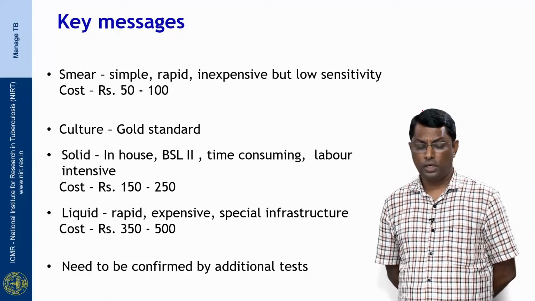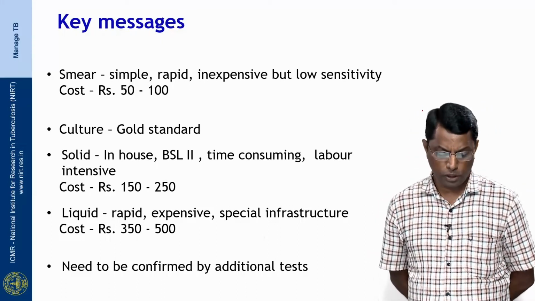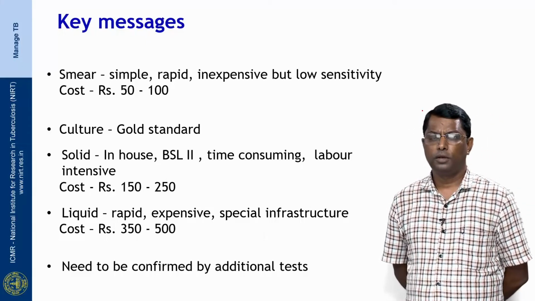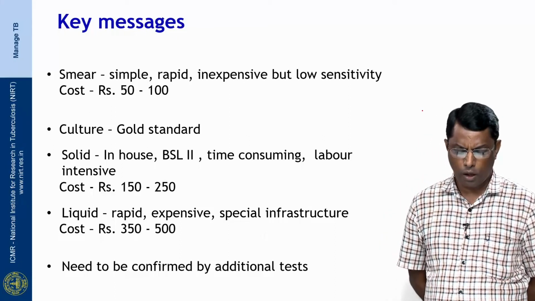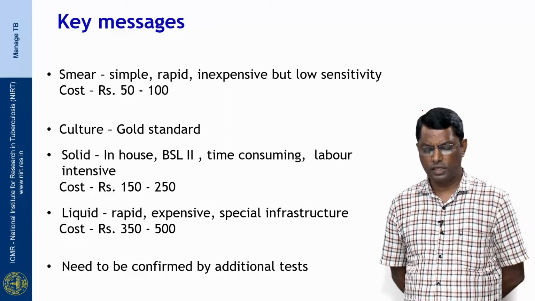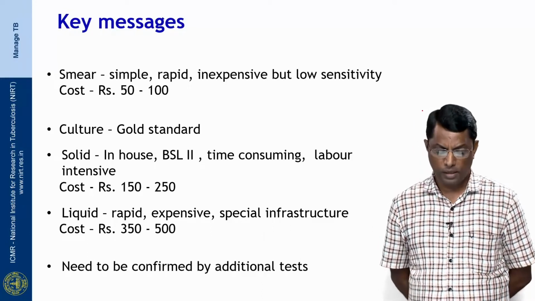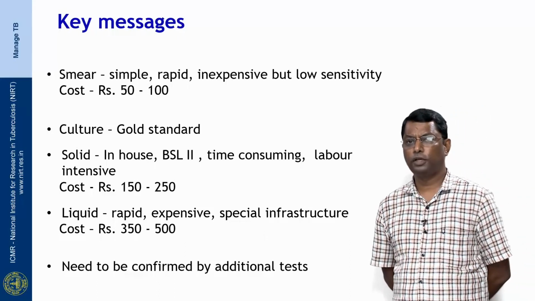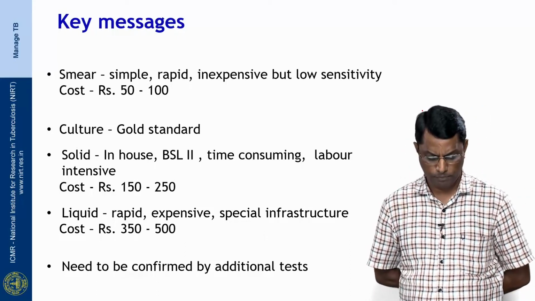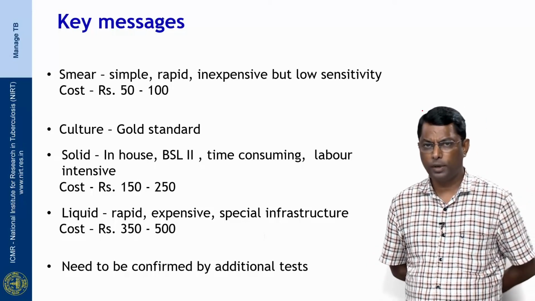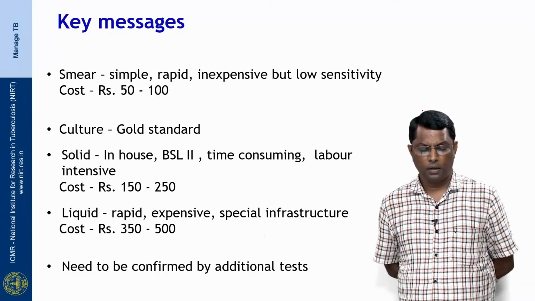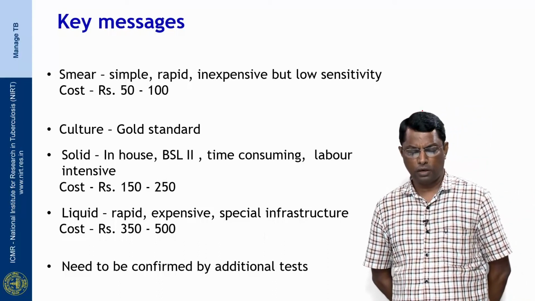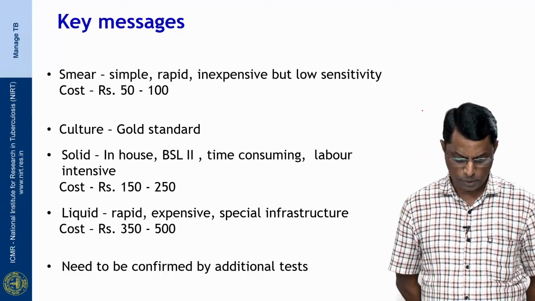Culture is still a gold standard for diagnosis of tuberculosis, which includes solid culture, which has to be done in house. It requires a BSL-3 facility. It is time consuming, it is labor intensive, and costs around 150 to 250 rupees per sample. Liquid culture is rapid compared to solid culture, but requires special infrastructure and an automated instrument, and this can cost between around 350 to 500 rupees.